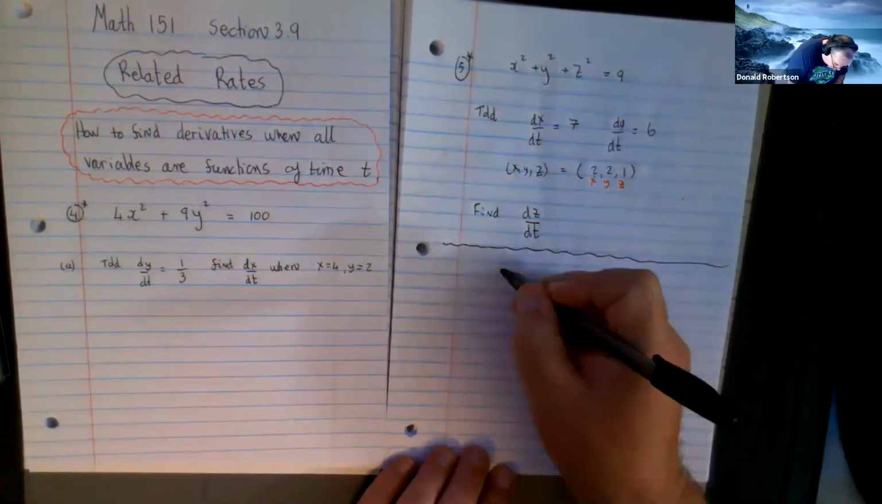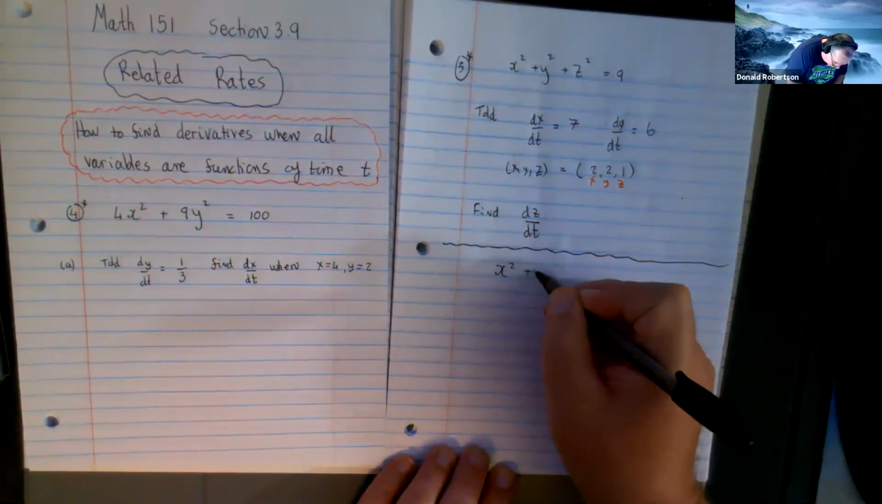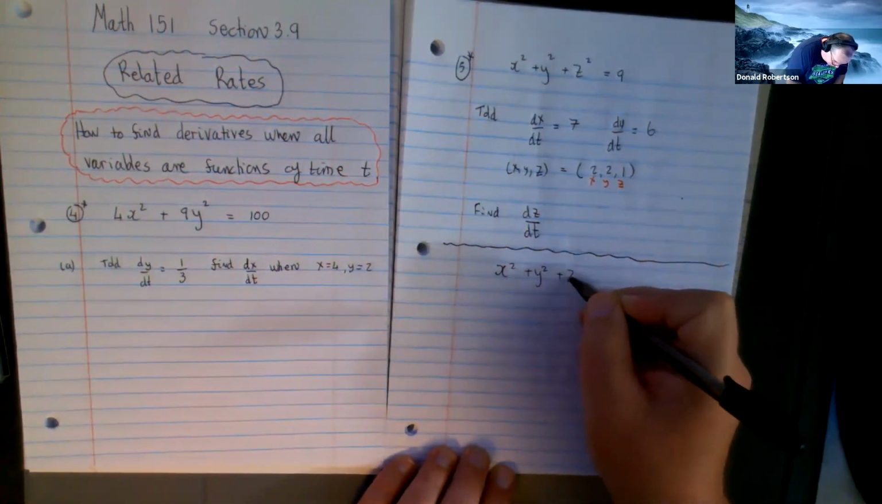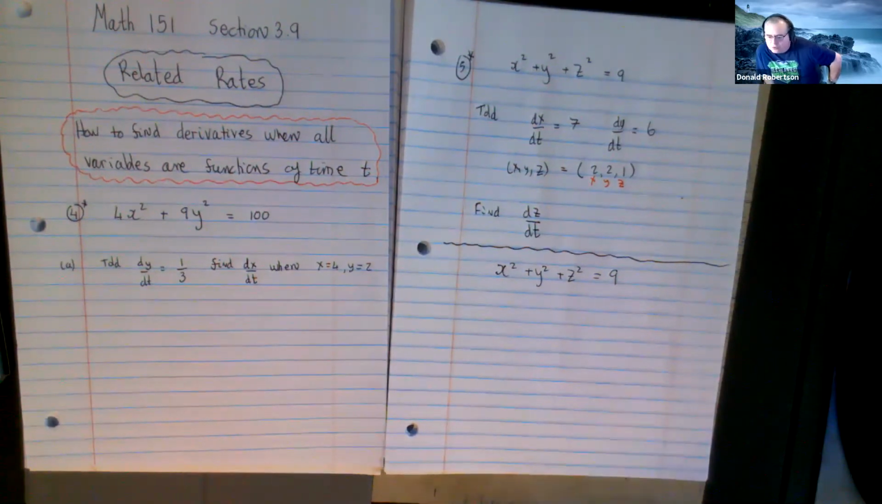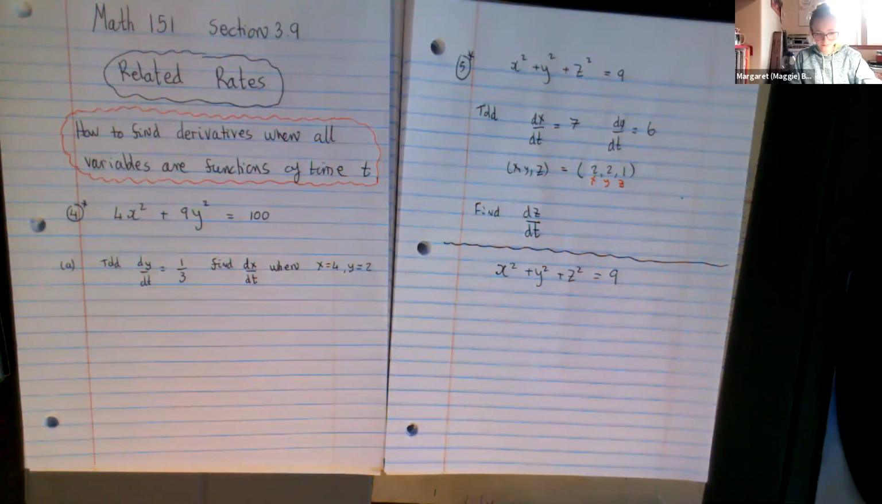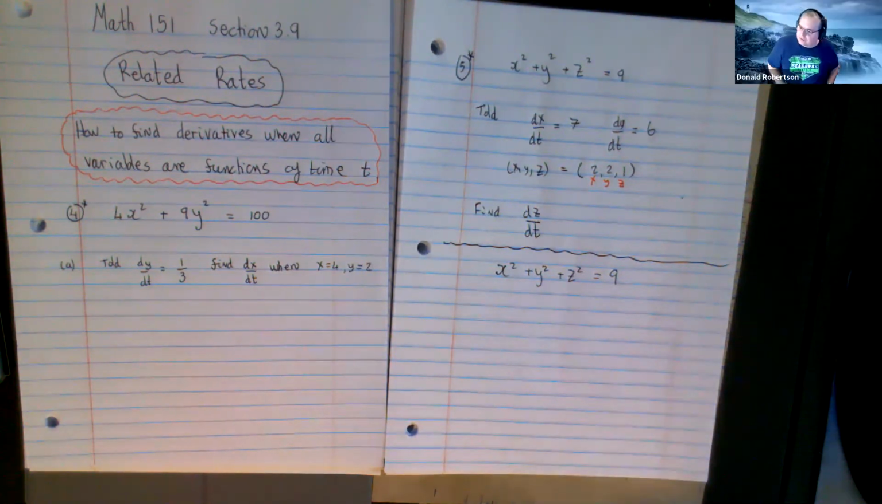Okay, so I'm going to start with my original expression. Just out of curiosity, does anybody know what that shape is? What do you get if you take all the points which have the relationship that their x squared plus their y squared plus their z squared is 9? What do you end up with? It's a 3D shape. Is it a sphere? It is. It's the skin of a sphere, the surface of a sphere.